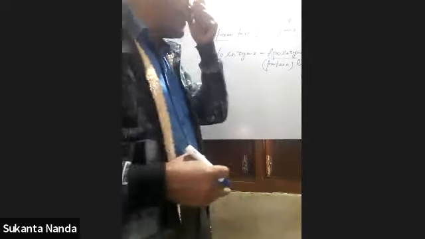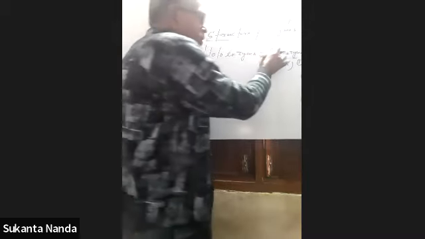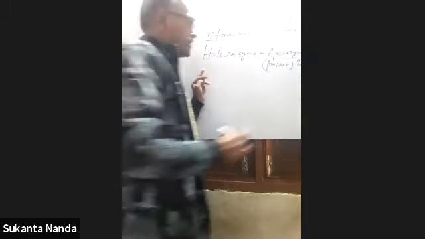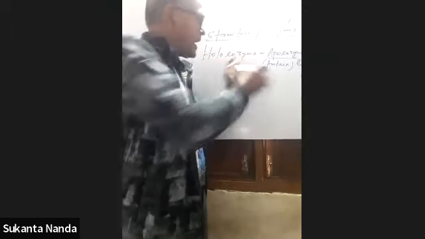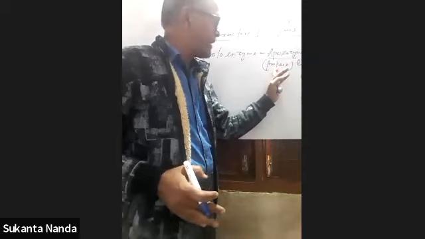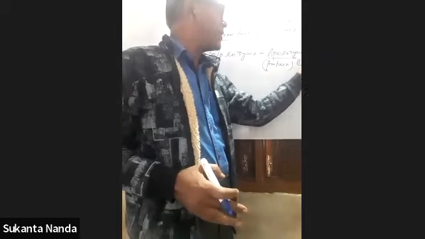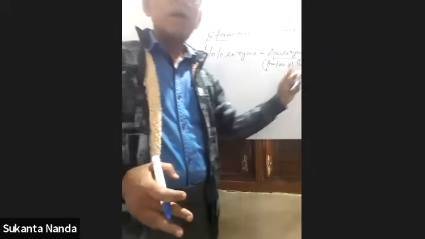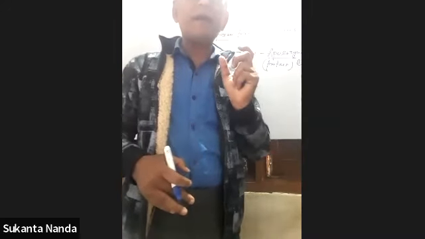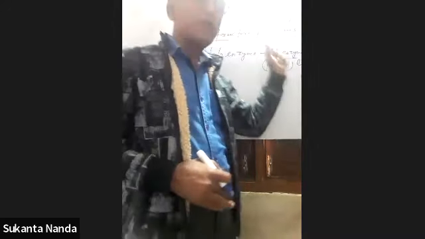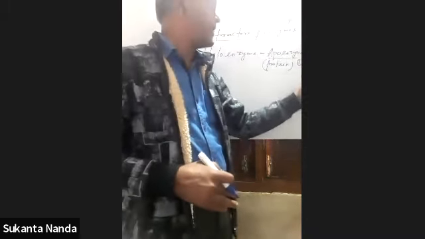Okay, I am just telling you that. Have you understood that? Holoenzyme is equal to apoenzyme plus cofactor. Holoenzyme means it is the total enzyme. And apoenzyme is the protein part. Cofactor is the non-protein part. So that means enzymes are made up of not only protein, but also some other non-proteinaceous factors. So that is called cofactor.